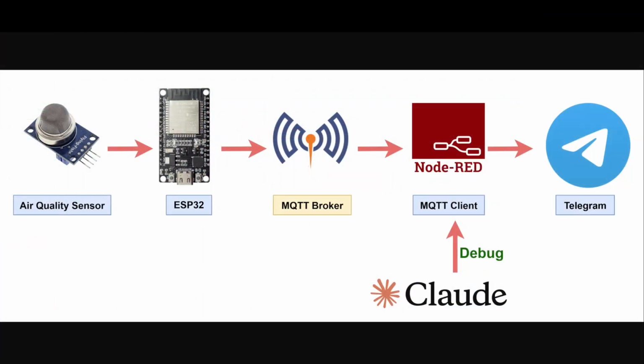Let's look into the architecture data flow. You can see the ESP32 is connected with an air quality sensor, and the values will be sent to the MQTT broker. We have an MQTT client, which is Node-RED in this case, reading all the values from the broker, and based on the threshold values and the logic put in Node-RED, it will send a notification via Telegram message.